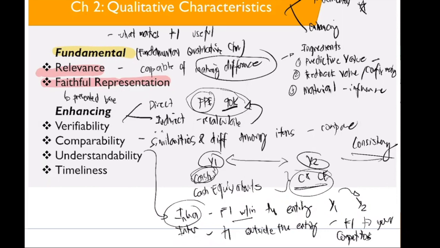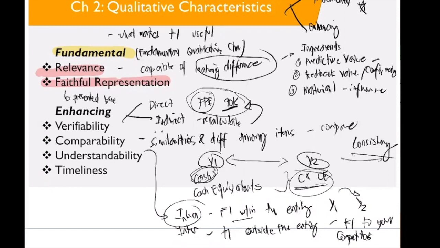Okay. So verifiability, again, we try to verify what is faithfully represented. Comparability gives us the right to compare the similarities and differences among items. This can enhance either relevance or faithful representation. So we look as to the consistency of application also. Take note again, comparability is the goal, consistency is the means.